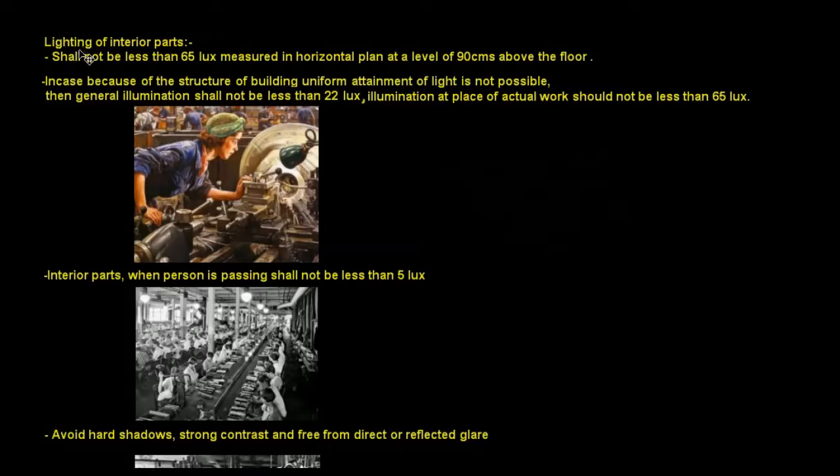The first one says that lighting of the interior parts shall not be less than 65 lux, measured in a horizontal plane at a level of 90 cm above the floor. Suppose you have to measure lighting on the shop floor, we'll be using a lux meter. This lux meter should be placed 90 cm above the floor, and lighting should not be less than 65 lux.